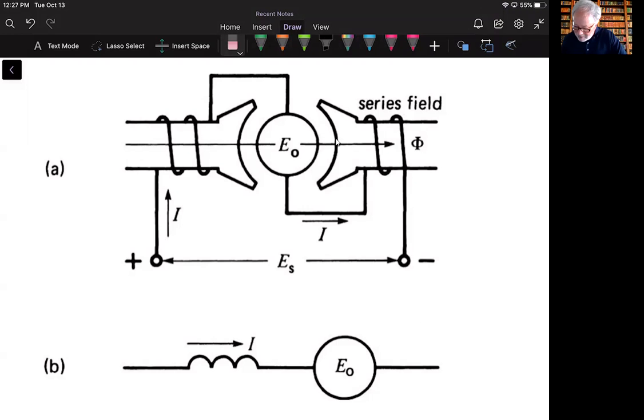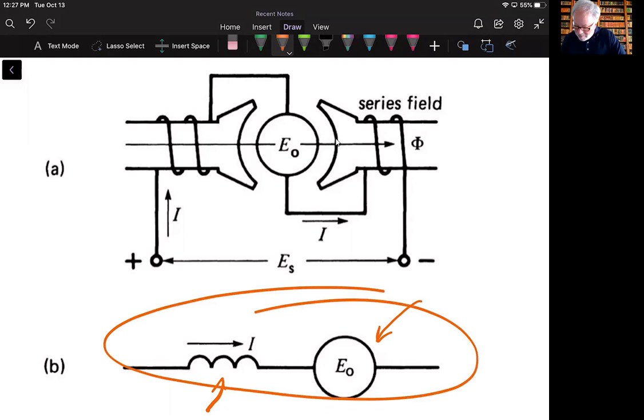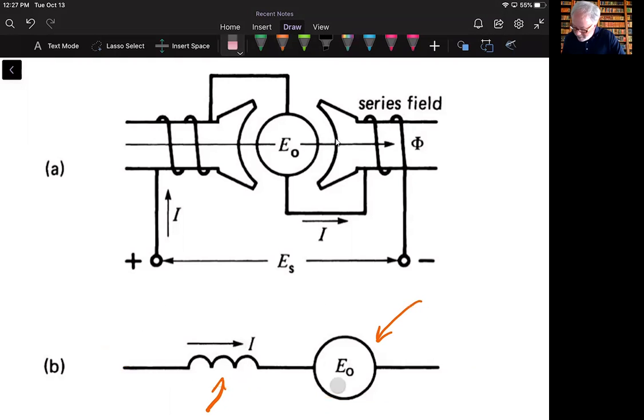I mean, you talk about a simple circuit. This is showing us the series field here, producing the flux that we need to generate the armature voltage. And you can't get a more simple circuit than that, right? So that was one thing I wanted to point out to you.